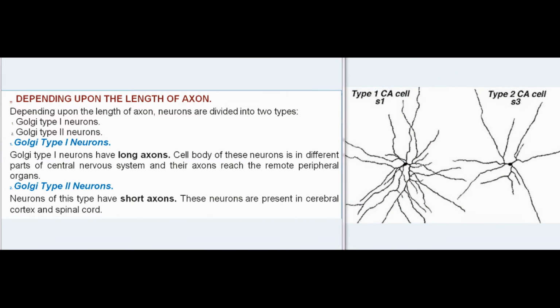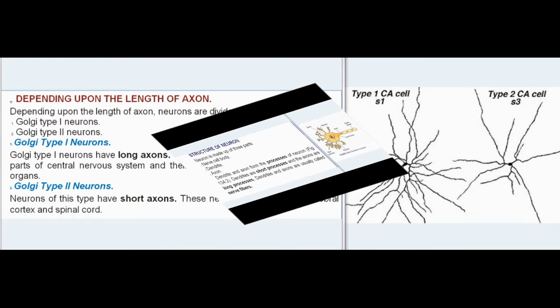Depending upon the length of axon, neurons are divided into two types: Golgi type I neurons and Golgi type II neurons. Golgi type I neurons have long axons. The cell body of these neurons is in different parts of the central nervous system and their axons reach the remote peripheral organs. Golgi type II neurons have short axons. These neurons are present in the cerebral cortex and spinal cord.